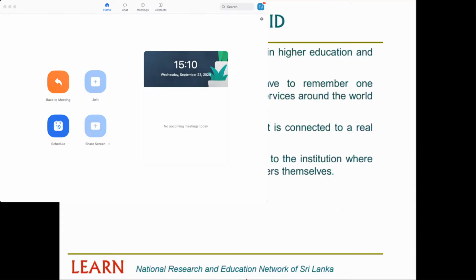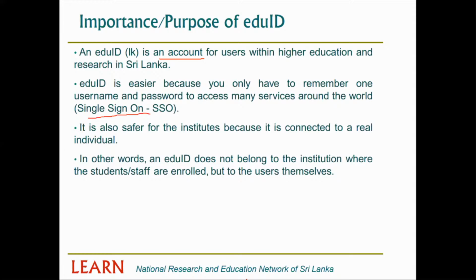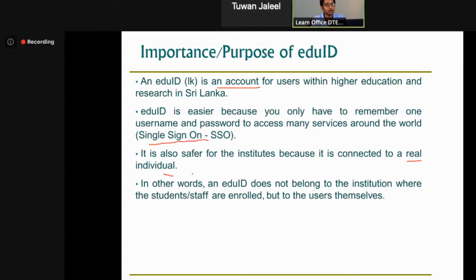And the other thing is this is actually connected to a real individual, not to your particular organization. For example, if you are a student of University of Peradeniya, this Dvid is not related to or owned by University of Peradeniya. It is owned by us. Us means Learn. So it is connected to you, the real individual. Your Dvid account is you. Later you can change your institution, change your affiliation, but your Dvid remains.